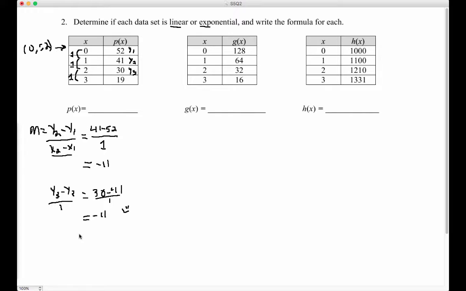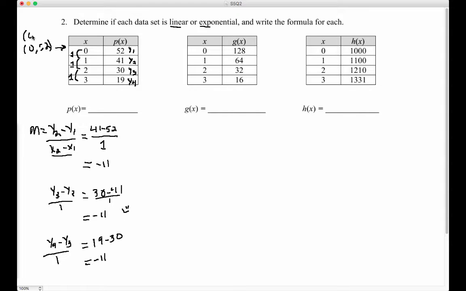In other words, we have the same value of the slope between any two ordered pairs that we select from our table here. So for the sake of completeness, let's go ahead and take a look at y4 here. We take y4 minus y3 divided by 1, because we know that's what x2 minus x1 is going to be for the entire thing. And we end up with 19 minus 30. And lo and behold, that is negative 11 also. Cool beans.